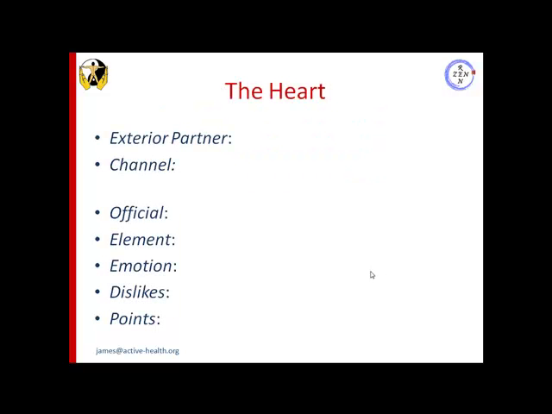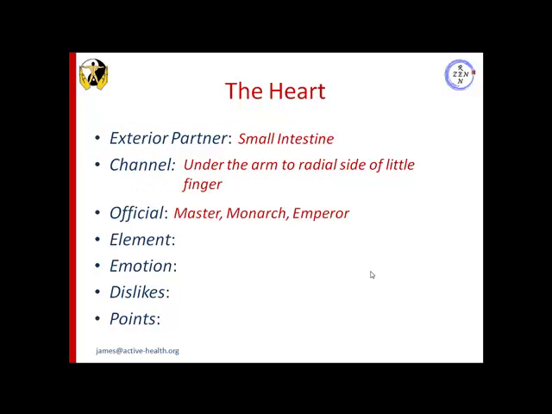First of all, let's look at some of the associations of the heart. Its exterior partner is the small intestine, and its meridian is connected to the small intestine. The channel or the meridian of the heart starts under the arm and it flows towards the radial side of the little finger. In terms of five elements, the heart is considered the most important organ, and the element associated with the heart would be fire.